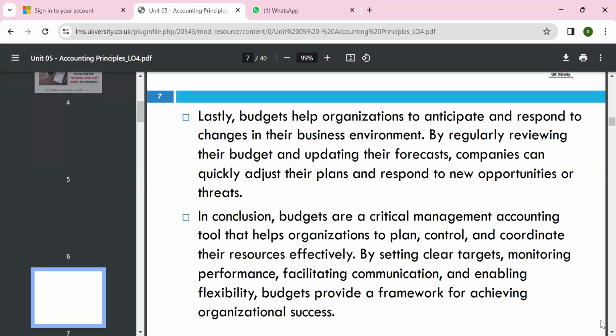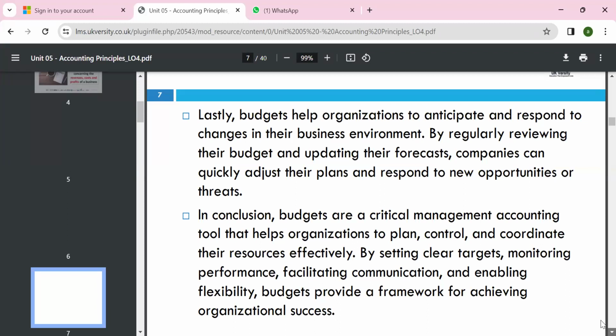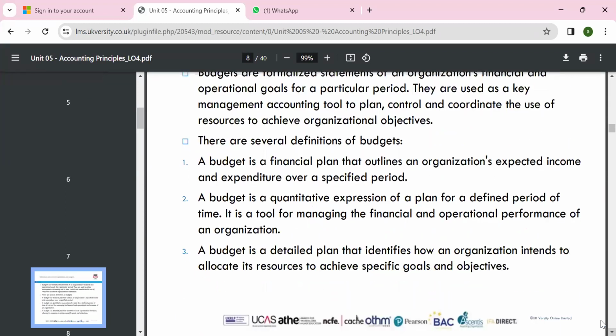By setting clear targets, monitoring performance, facilitating communication, and enabling flexibility, budgets provide the framework for achieving organizational success. That's crucial. So, define the budget.